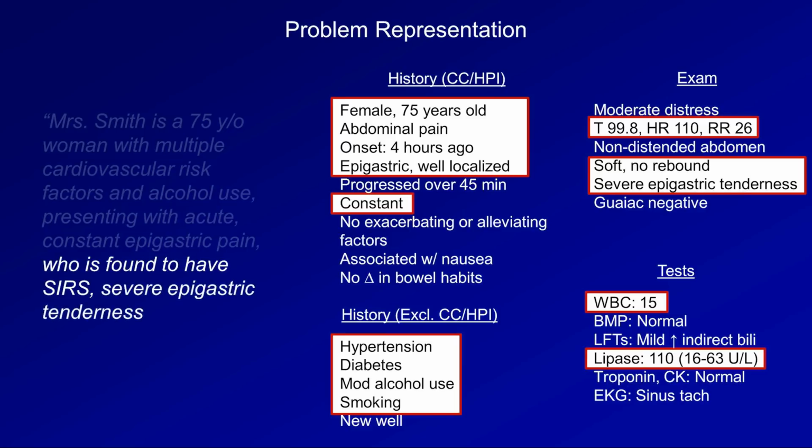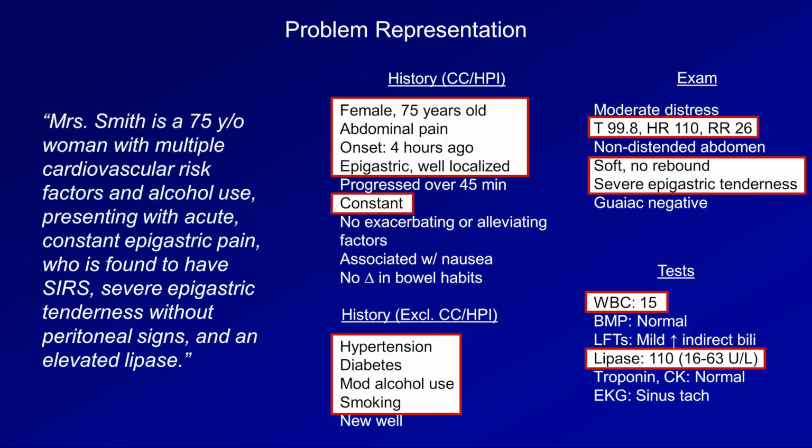We would mention the epigastric tenderness since it was so prominent and was directly related to the chief complaint. The soft abdomen and lack of rebound would be grouped into the collective descriptor of absent peritoneal signs. And given its high relevance to one of the leading diagnoses, we would also include the elevated lipase. So altogether, Mrs. Smith is a 75-year-old woman with multiple cardiovascular risk factors and alcohol use, presenting with acute constant epigastric pain, who is found to have SIRS, severe epigastric tenderness without peritoneal signs, and an elevated lipase.